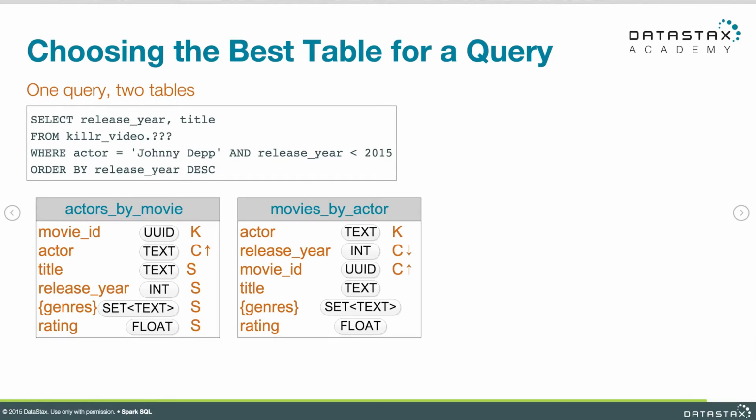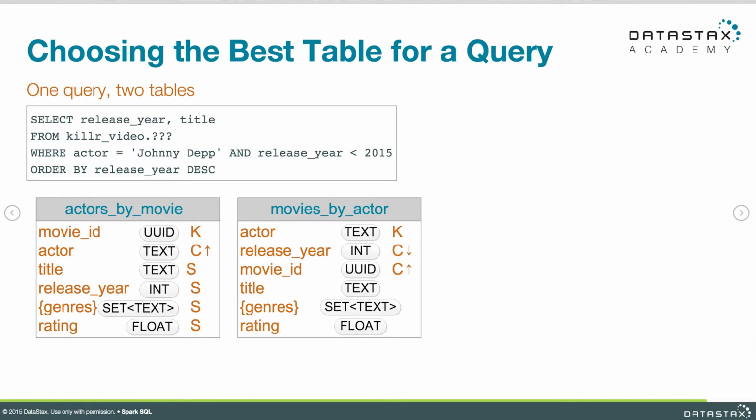Now, in this case, with this query, we're looking for release year and title of all of the Johnny Depp movies that were released before 2015. We could satisfy that query by actors by movie or movies by actor. Spark SQL will do both of them. Our choice is significant, though. What you should do right now is go ahead and pause the video, take a look here, and make a prediction about which one of these is going to be more efficient.